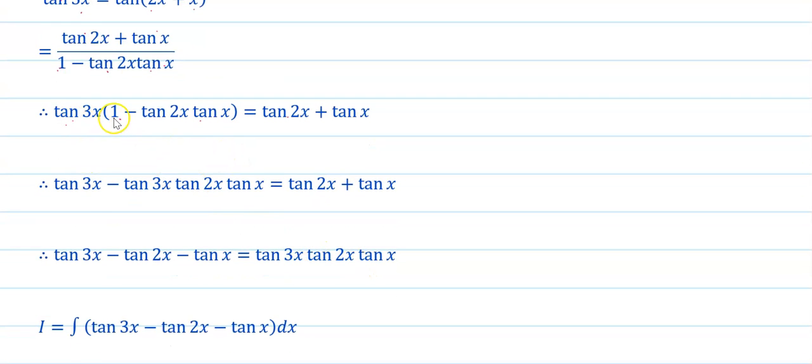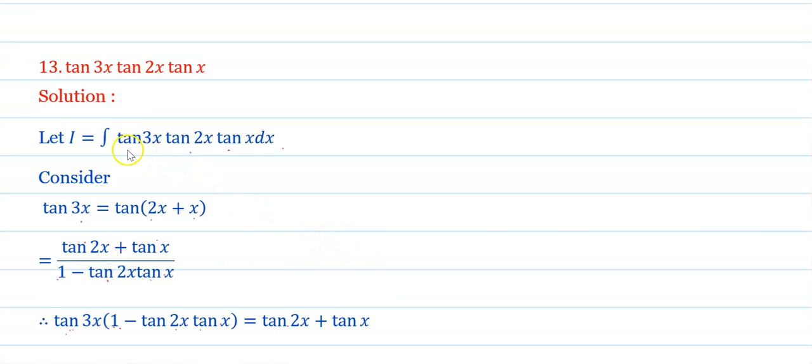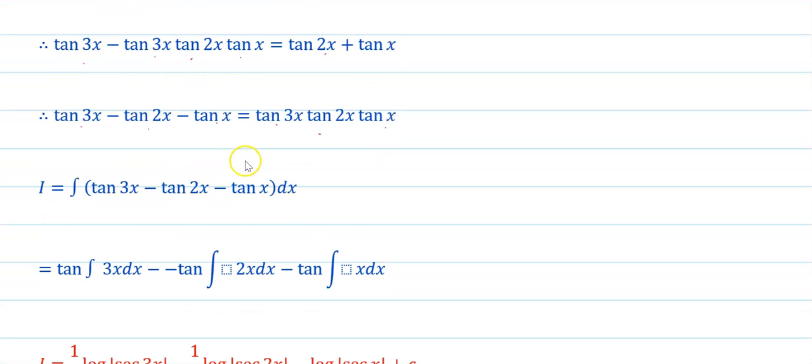Okay. Simple multiplication. tan of 3x into 1, tan of 3x into tan of 2x into tan x means what? tan of 3x into tan of 2x into tan x, and that's equals to tan of 2x plus tan x. Okay. Next simplification. tan of 3x minus tan of 2x minus tan x is equals to tan of 3x into tan of 2x into tan x. That is, we have the value of tan of 3x into tan of 2x into tan x, and that is nothing but tan of 3x minus tan of 2x minus tan x. Very interesting. The product of these three is the subtraction, that is, tan of 3x minus tan of 2x minus tan x. Now its integral is also easy.